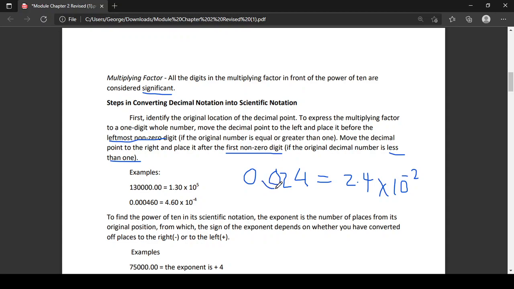Kids, we jumped twice because it is less than 1, we moved left to right. Correct? This is the exponent of Ernesto, kids. Therefore, 2.4. Correct? Ernesto jumped 1, 2. The exponent is negative 2 because it is less than 1, and he moved left to right. He stopped at the first non-zero digit, which is, what is the first non-zero digit in 0.024? 2, sir. 2. Very good. Therefore, it became 2.4 times 10 raised to the power of negative 2.